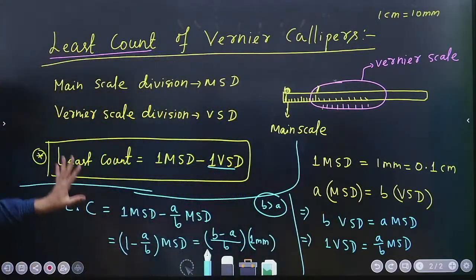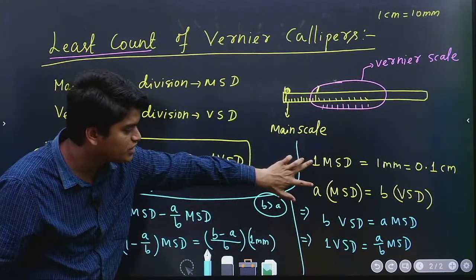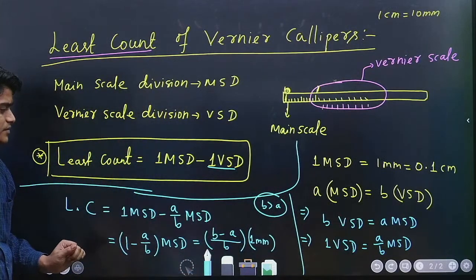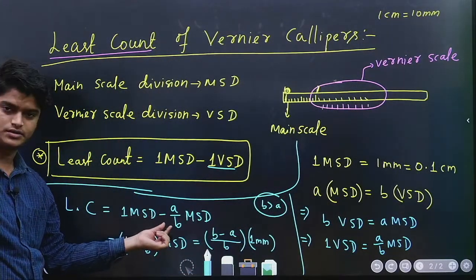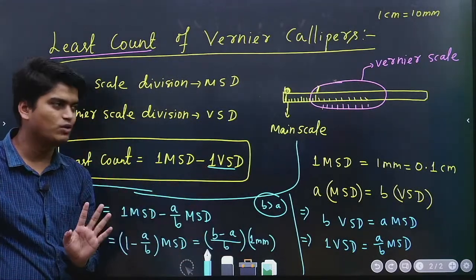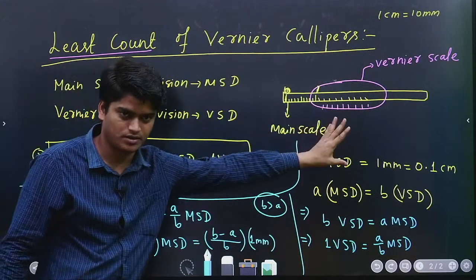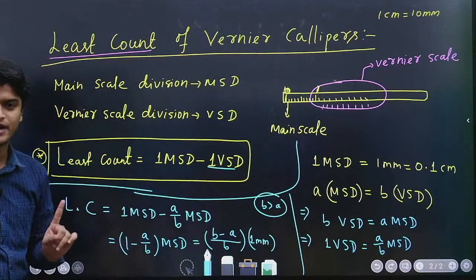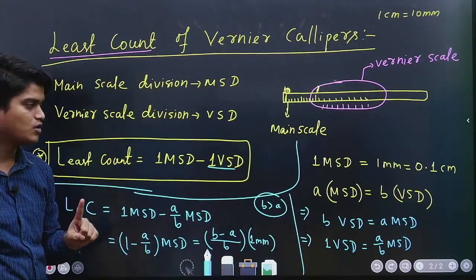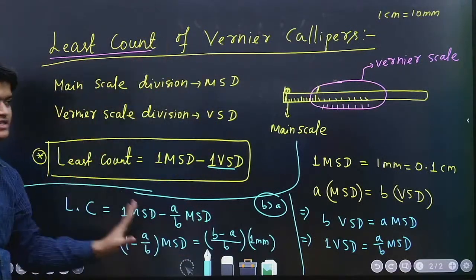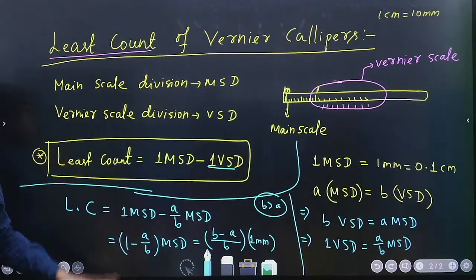So you just need to remember the least count formula and these two things. After that, from this relation you find 1 VSD, and then substitute it here. Then for the MSD value, you substitute 1 millimeter or 0.1 centimeter; mostly they will give this. If they change it, for example telling you 1 MSD is 2 millimeter, then you substitute 2 millimeter. It depends on the question, but this is the basic idea to calculate the least count of a vernier caliper. Clear? Yes or no? Write it down.